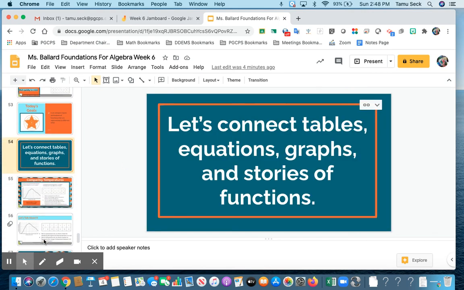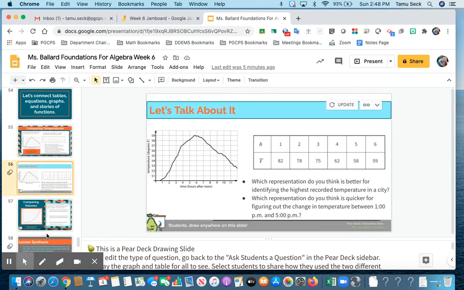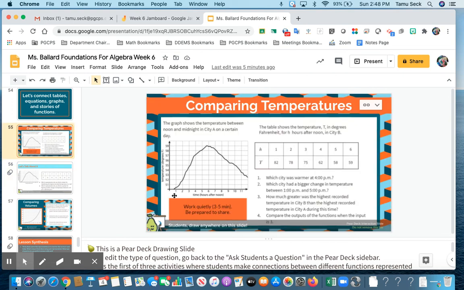Let's connect tables, equations, graphs, and the stories of functions. Okay, we're going to do this one together, and then I'm going to allow you to work on problems. Work on the next problem.